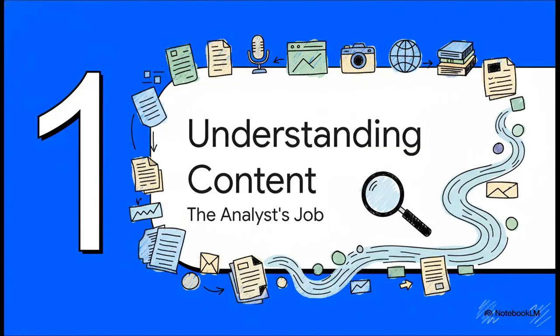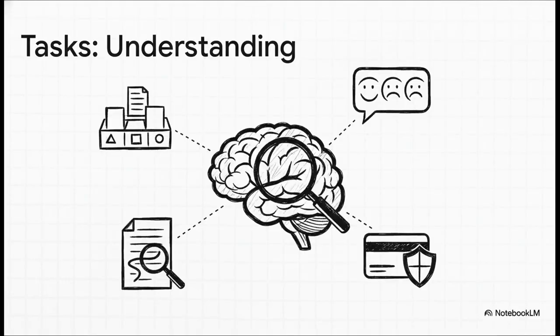Okay, so let's start with the first major job for AI. And that's simply understanding the content you already have. We're not talking about creating anything new just yet, just making sense of all the data and documents that are already there. This is really the bread and butter for a lot of businesses. Think about automatically figuring out where an incoming email should go, or instantly knowing if customer feedback is positive or negative. Or how about a search that understands what you mean, not just the keywords you typed? Even spotting fraud. These are all understanding tasks.